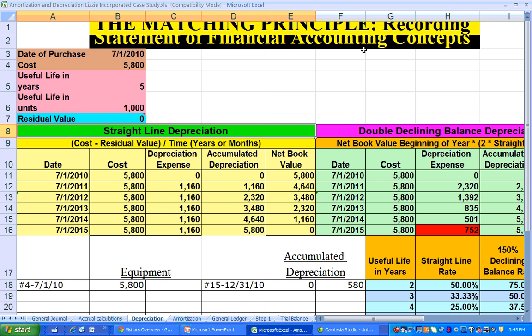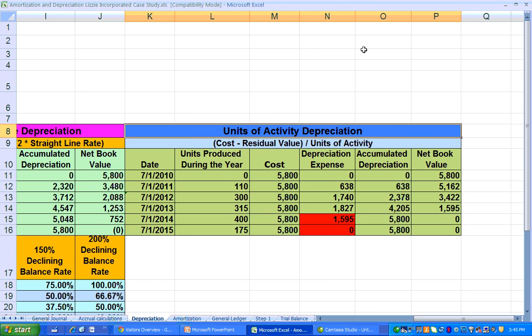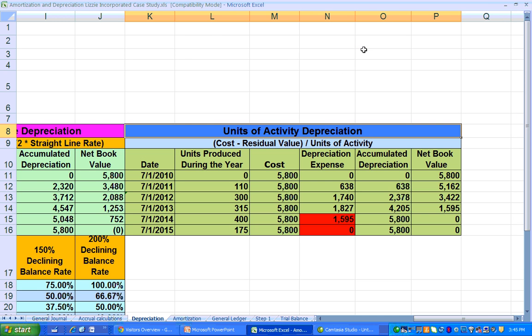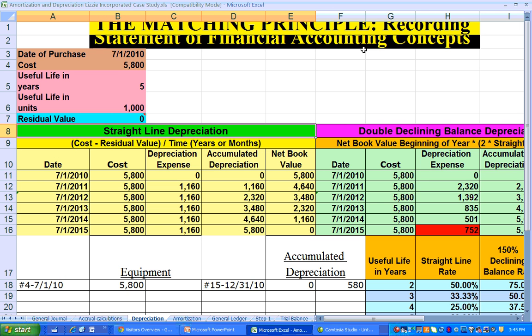Straight line, the double declining balance, or actually just called declining balance depreciation. You could do 150% declining balance or 175%. And finally, the units of activity depreciation. The modified accelerated cost recovery system that the IRS specifies all companies use for tax purposes, which you may have studied in business math, is very similar to double declining balance depreciation, but it is not generally accepted accounting principles, which is why most companies are going to keep tax depreciation records as well as their GAAP depreciation records.